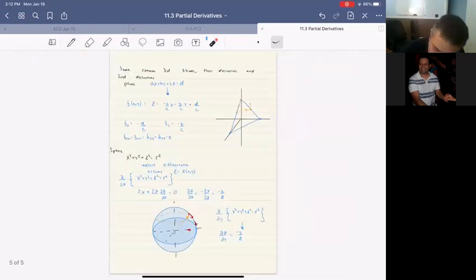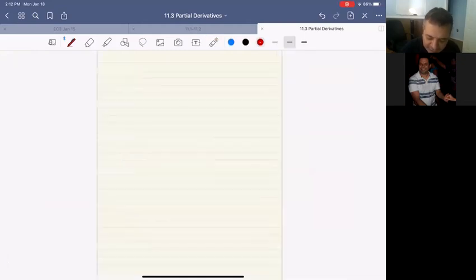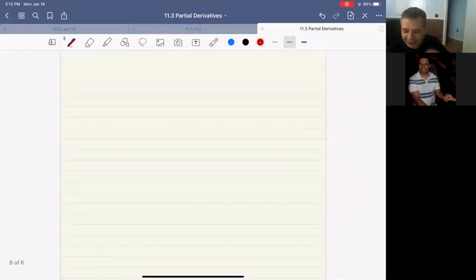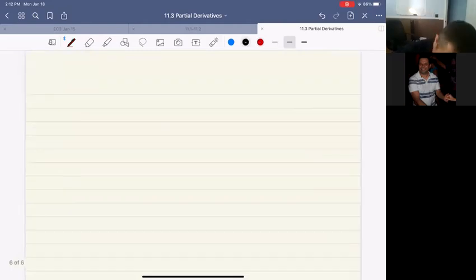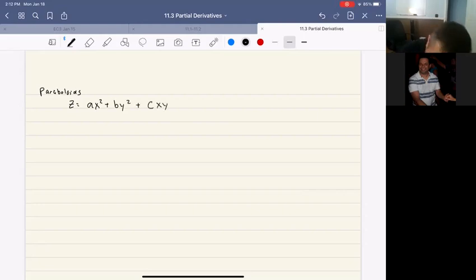Let's do a couple more. These next two are my favorite. We're away from implicit. Let's talk about paraboloids. So let's say we have z equals ax squared plus by squared plus cxy. So that's a paraboloid.